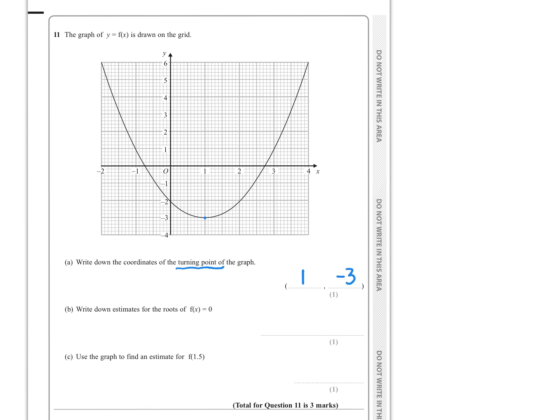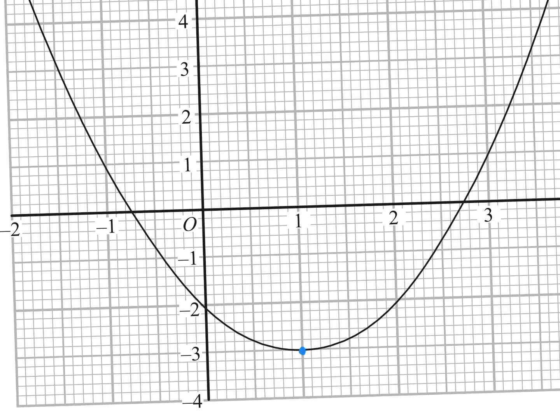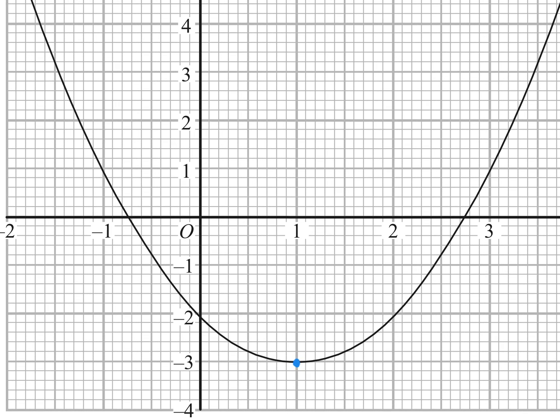Write down the estimates for the roots of f of x equals 0. Well, if we want f of x equal to 0, then that's the same as finding the x ordinates, or the points on the x-axis where the graph intersects. So we can look carefully, and I can just expand this a little bit so we can see more clearly. Well, I can see one here, and it's only an estimate. So if this is 0.5, 0.6, 0.7, 0.8, we'd go negative 0.75 would be a good estimate.